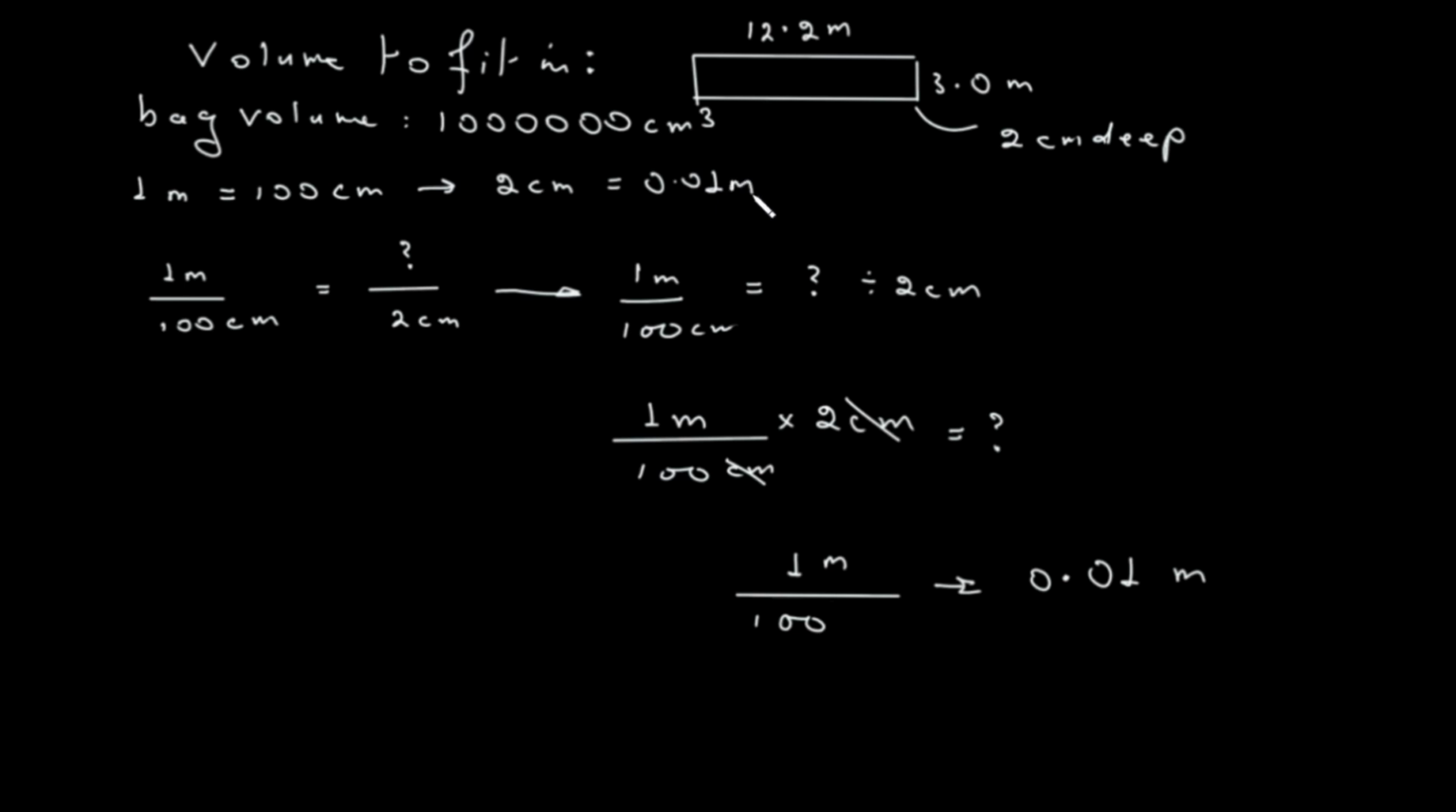0.01 meters. We are making all our units of measurement the same. 2 centimeters is now converted to meters. Let me just make sure I got that right. 1 over 100 over 2. 1 over 100 divide 2, correct. That goes over the other side. Multiply, yes, becomes 2.